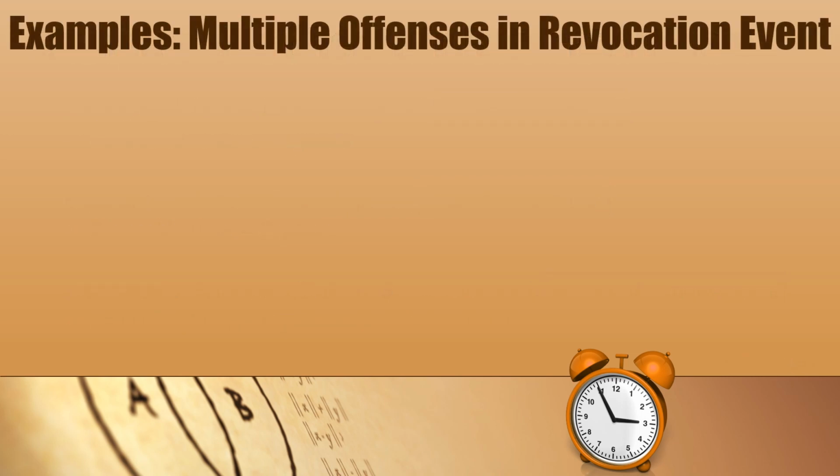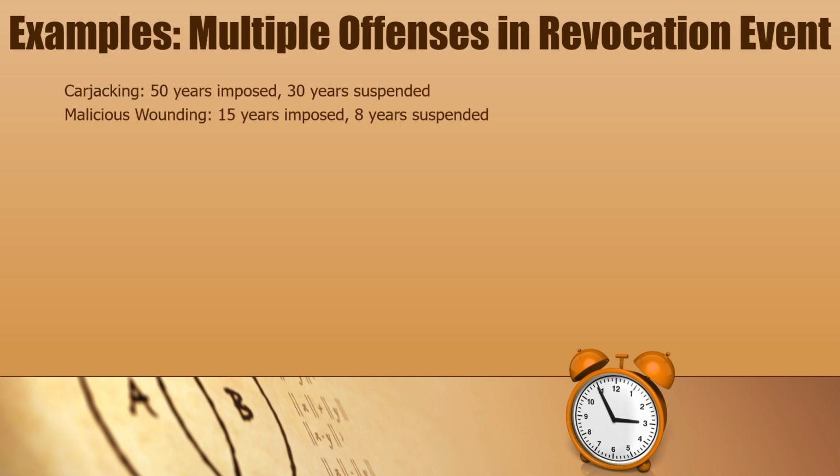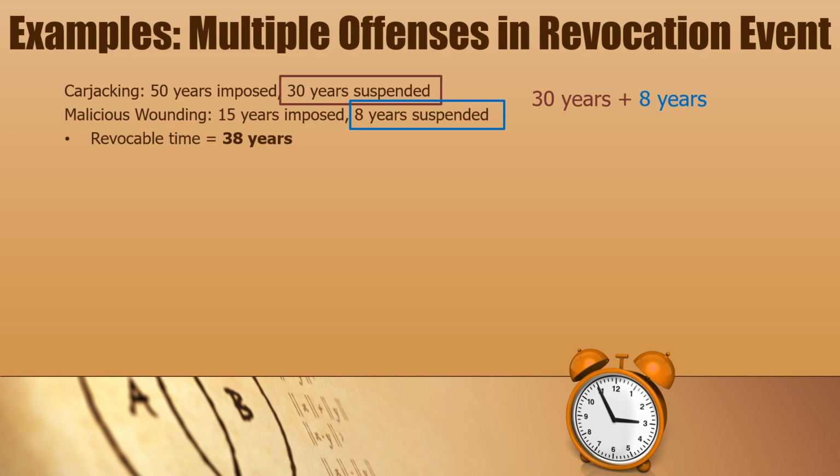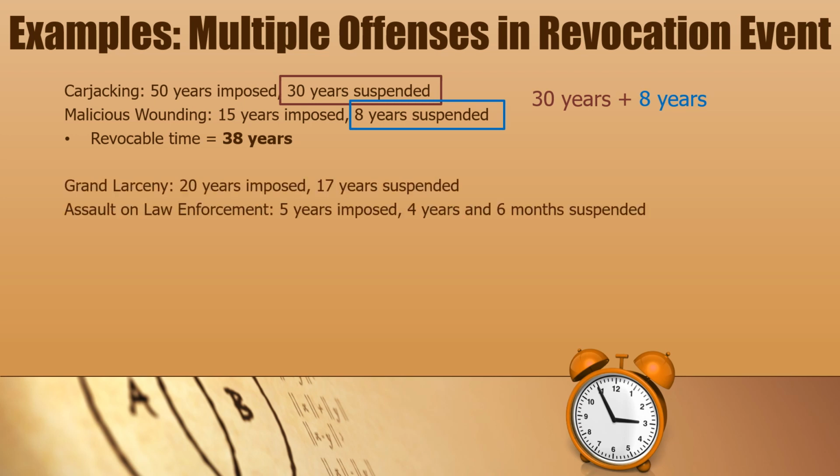Now let's go over the total revocable time for individuals who are on probation for multiple offenses. In this first example, the defendant was convicted of carjacking with 50 years imposed, 30 years suspended, and also convicted of malicious wounding with 15 years imposed and 8 years suspended. Remember, revocable time is the sum of the suspended time for each underlying offense, so we would calculate this as the 30 years suspended for the carjacking plus the 8 years suspended for the malicious wounding, with a total revocable time of 38 years.